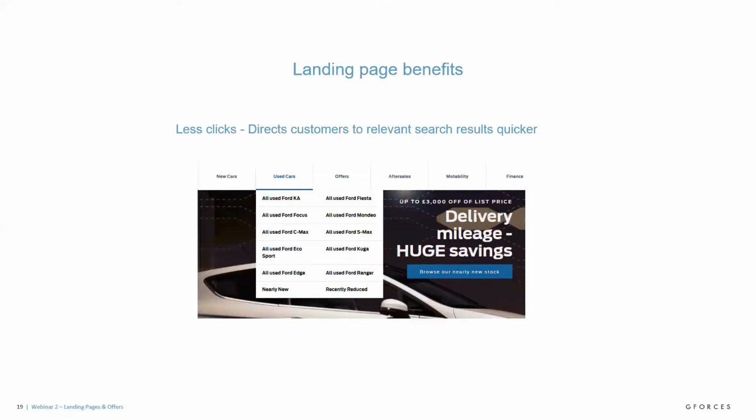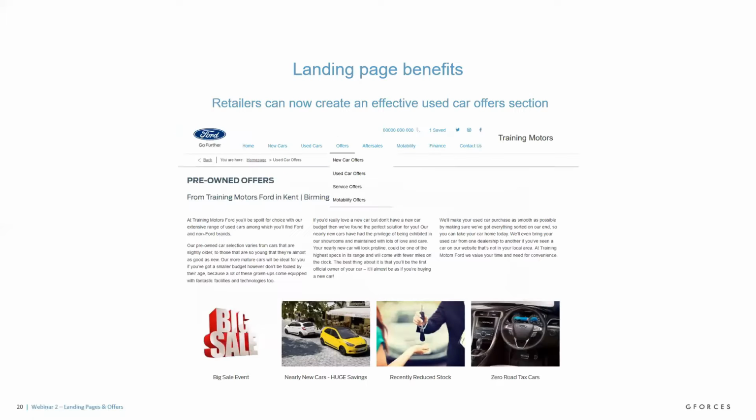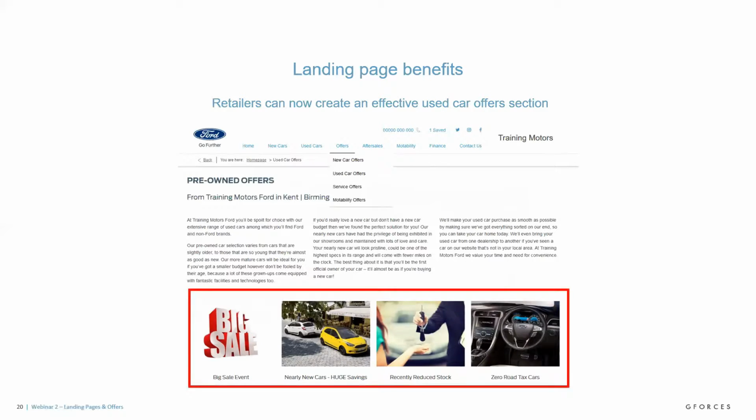Just to recap in terms of the benefits of these, customers get to what they want to see quicker. It's a nice, easy, simple journey, and they can zoom straight in on what interests them the most. We have the ability to create a really powerful used car offer section. And some of the examples that we just saw in previous slides here, we've got huge savings, big events, recently reduced, zero road tax. These pages can almost be a permanent thing within the used car offer section.